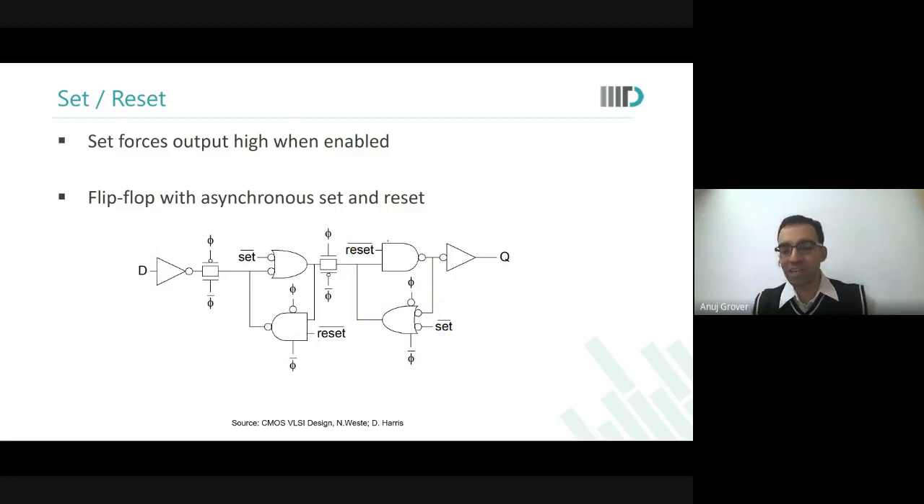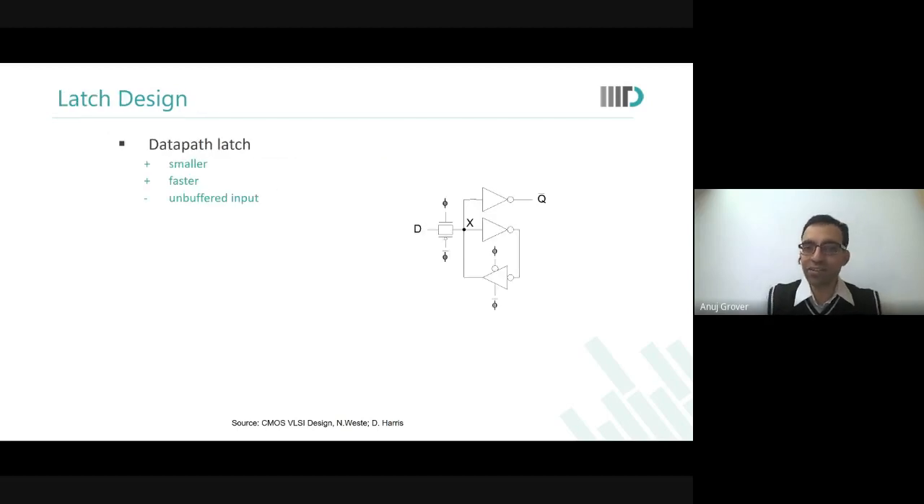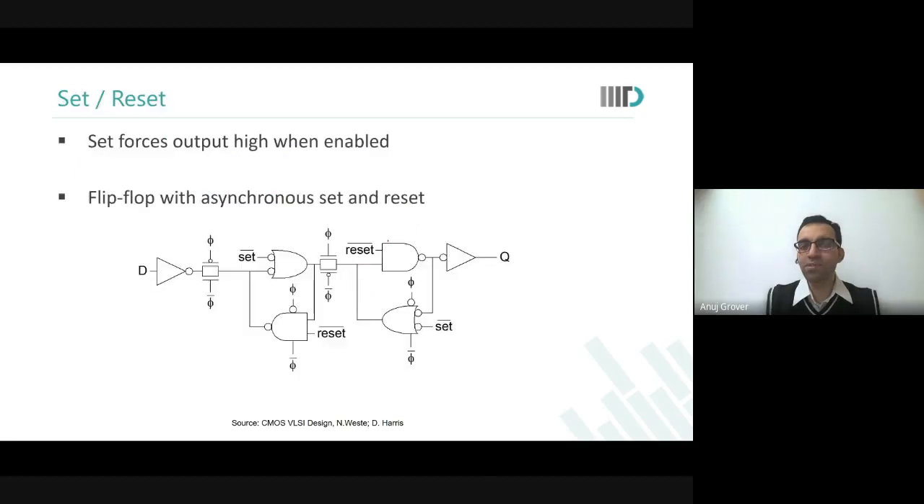So that simple latch that we saw here, this is a simple latch. This becomes so complex when you come to a flop design. And even now this is only half.